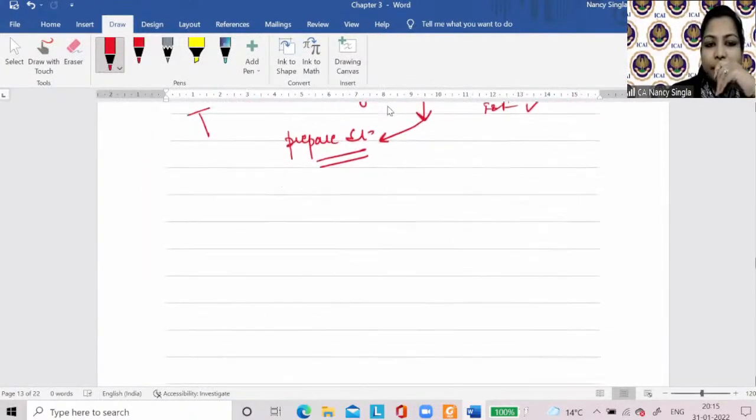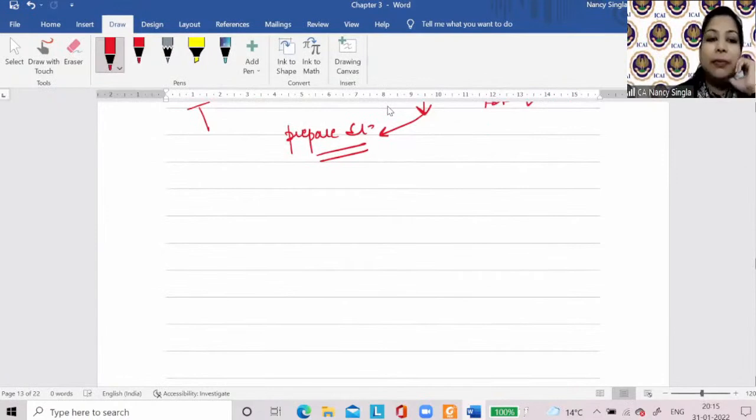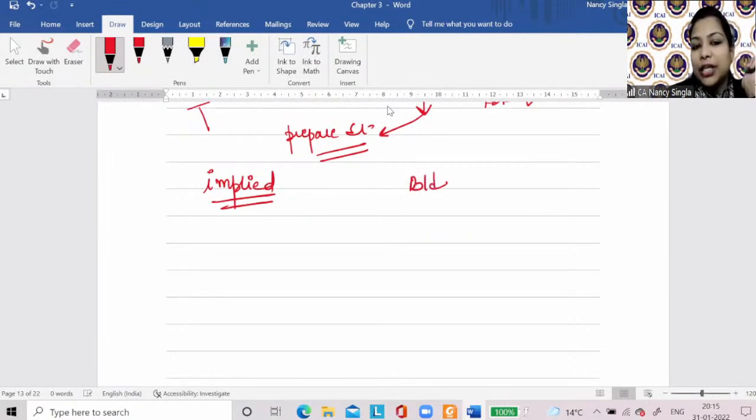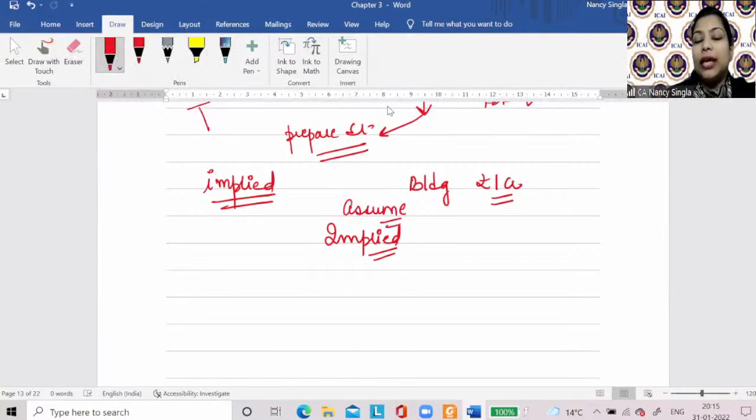Now students, explicit or otherwise. Explicit, I told you, expressly mentioned, or otherwise is what? Implied. Now tell me, when management has mentioned that building worth ₹1 crore is there, see, we are, or the users and the auditor, we are going to assume a number of things. What I as a user of the financial statement, or I as an auditor, I will assume that it is implied that this building actually exists.